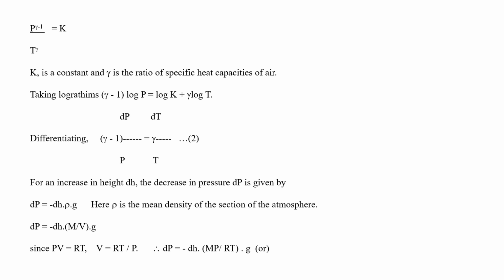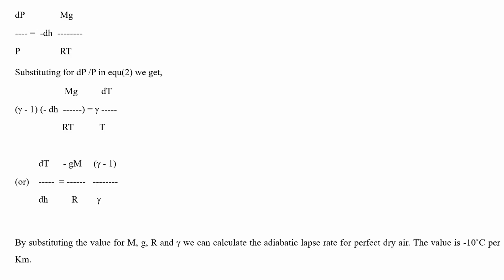Since we have PV is equal to RT, the gas law, the volume of that air is v equal to RT by P. Replacing v by RT by P, dP is equal to minus dh into mP by RT into g. Or dP by P is equal to minus dh into mg by RT. So substituting for dP by P in equation 2, we get (ν − 1) into minus dh into mg by RT is equal to ν into dT by T.